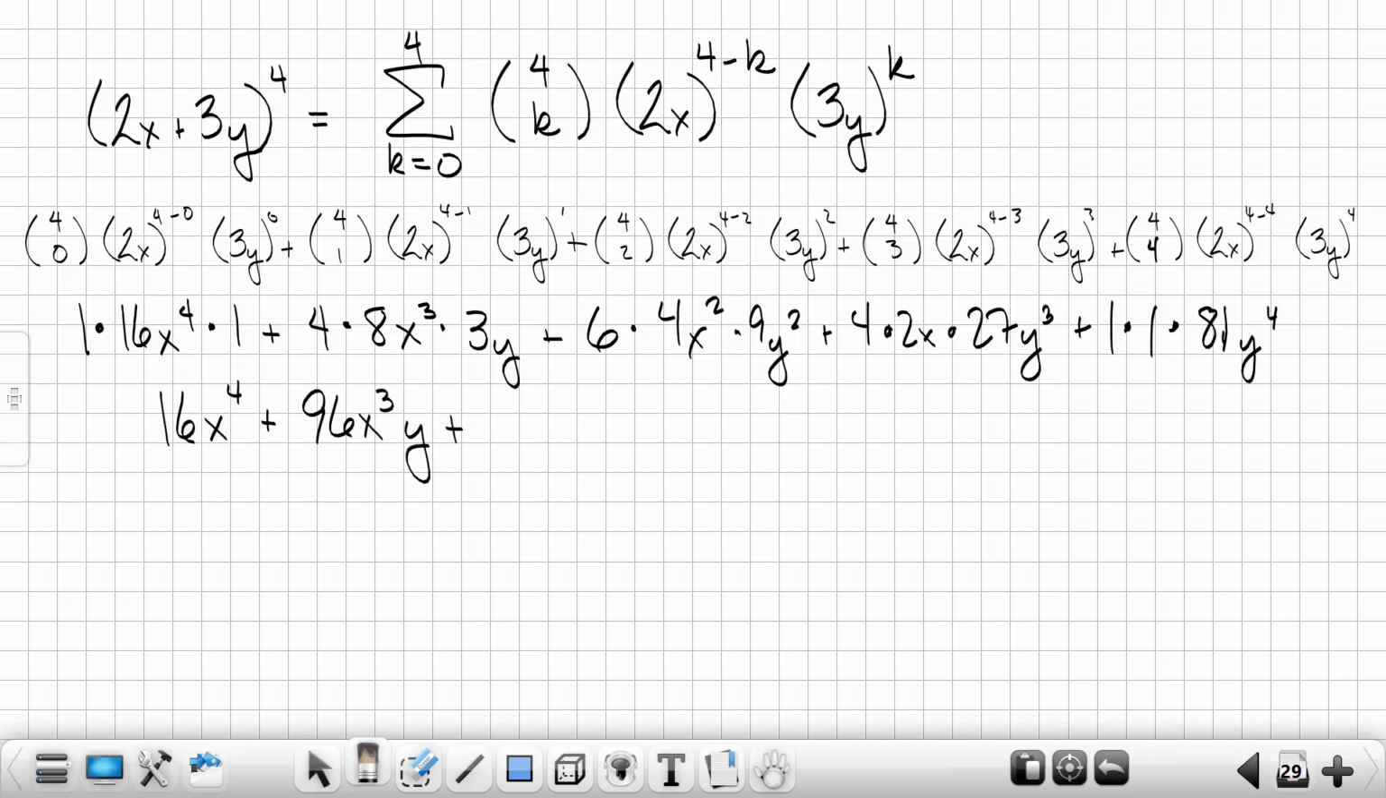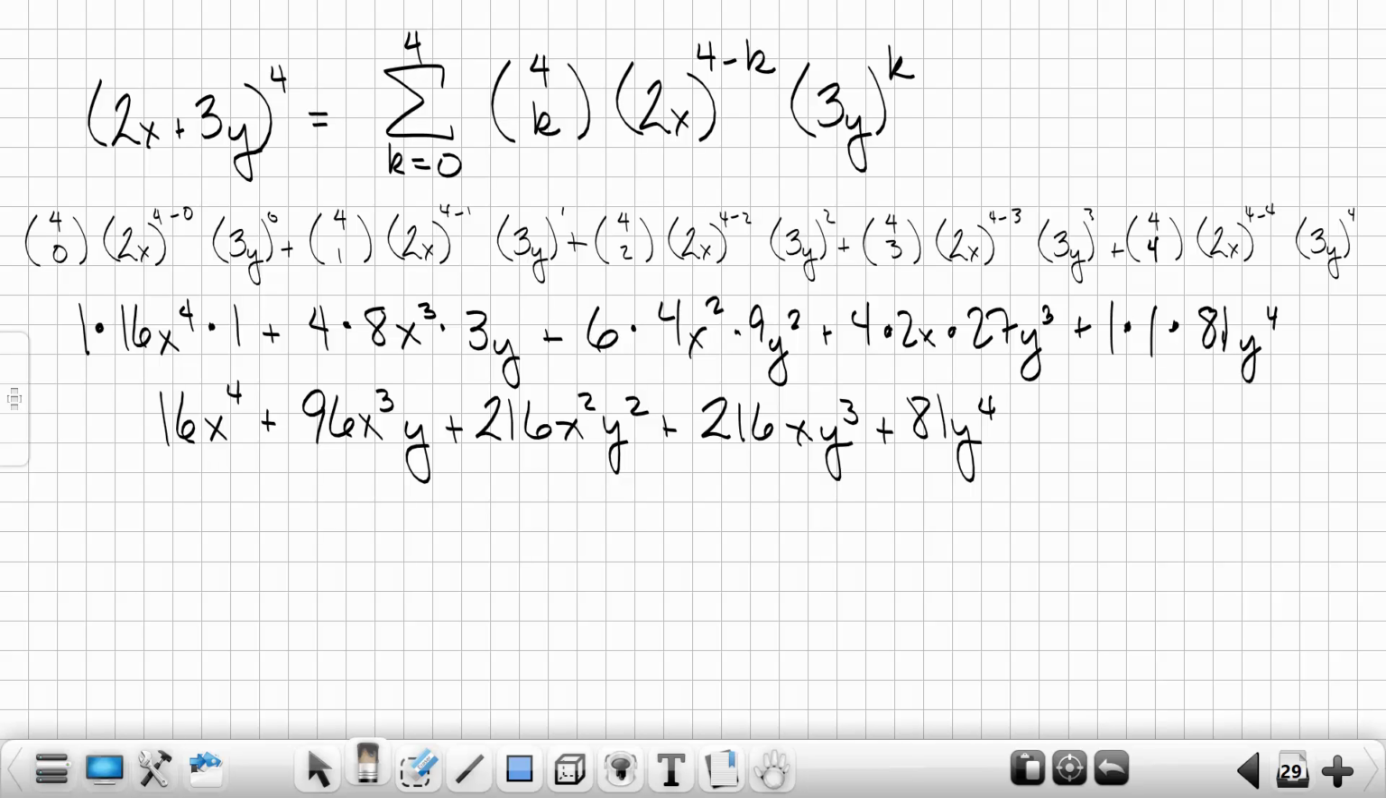6 times 4 times 9 is 216. X squared y squared. 4 times 2 times 27 is also 216. Xy cubed. And then 81y to the 4th. And now we've used the binomial theorem to expand that binomial out. That's it. Guys, go and take the time to write out how to work it. If you have any questions while you write that out, you can ask me.